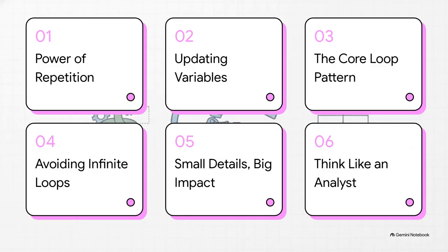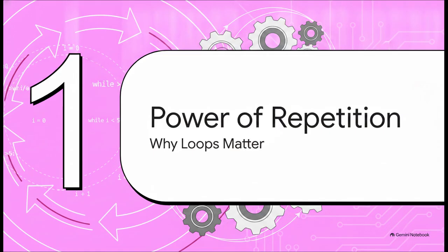So, here's our roadmap for today's explainer. We're going to take this step by step. First, the power of repetition. Second, updating your variables. Third, the core loop pattern. Fourth, avoiding infinite loops. Fifth, small details, big impact. And finally, number 6, thinking like an analyst. Let's get right into section 1, the power of repetition.